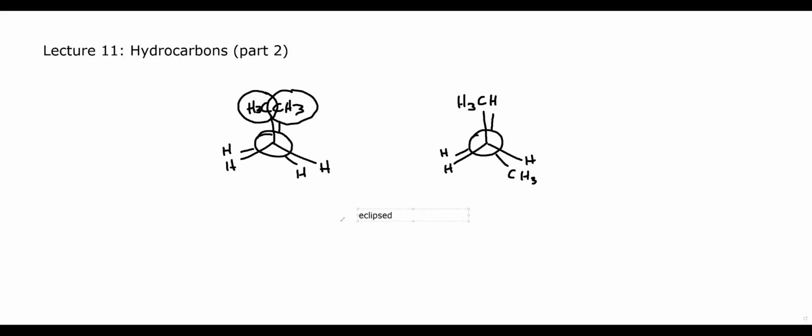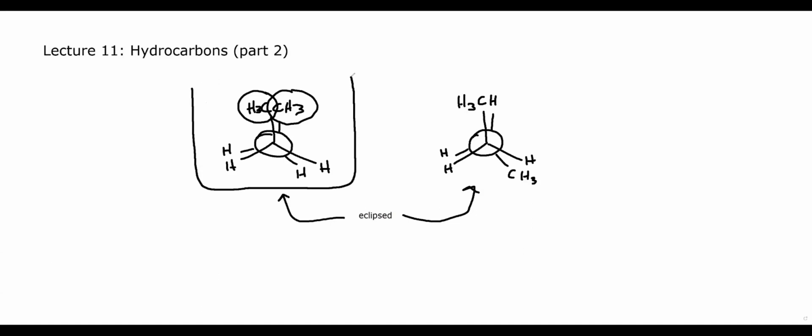Okay, both are eclipsed. But this one on the left is a little bit worse, a little bit higher in energy, a little bit less stable. There's a lot of different ways to say it. I'm just going to say that this one in the box here is a little bit worse because the two largest substituents, the methyl groups, are eclipsing each other. It's not as bad on the right because the methyl groups are only eclipsing a small hydrogen, and that's okay. Okay, I mean, it's not ideal, but it's much better than the two methyl groups eclipsing each other.